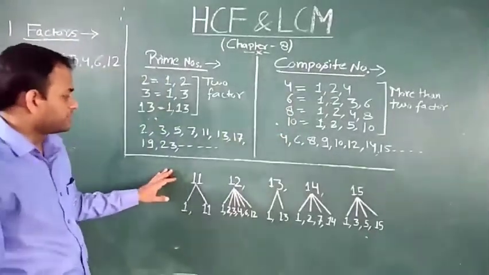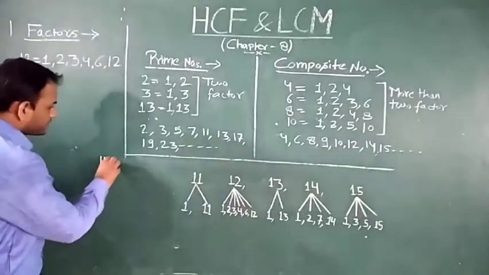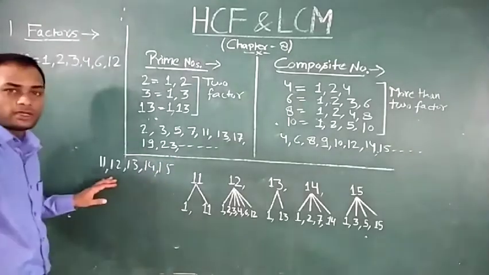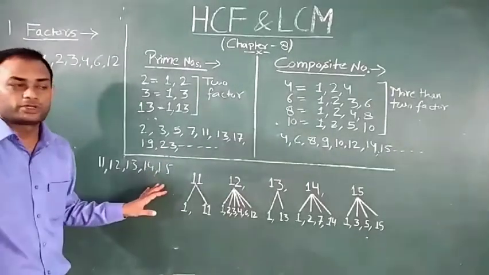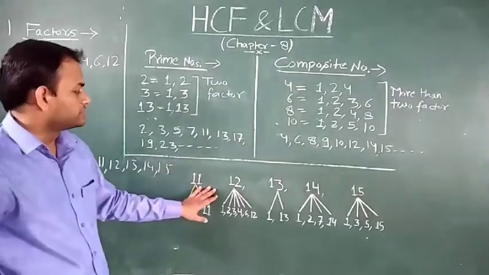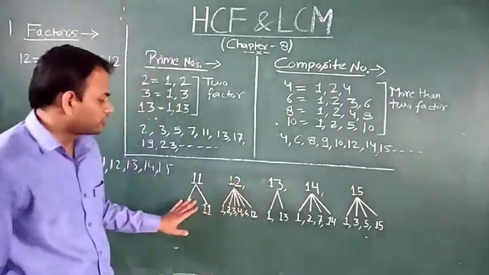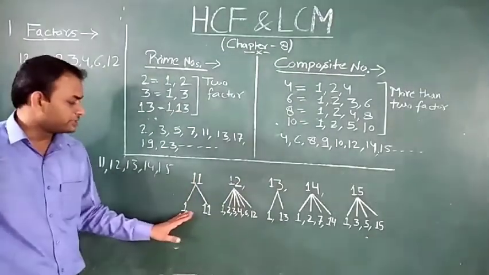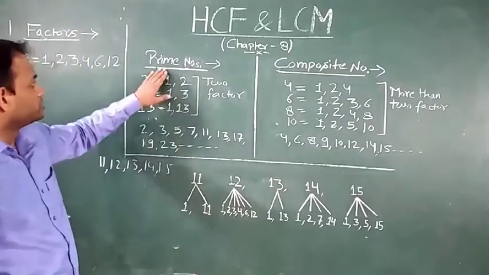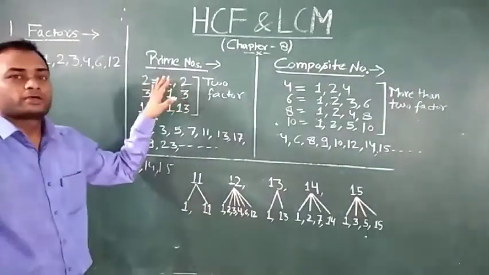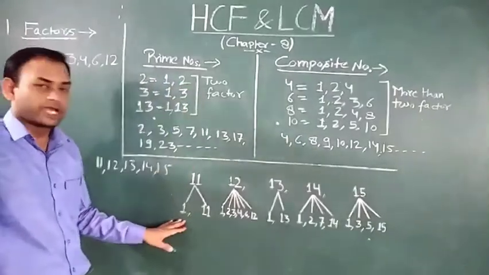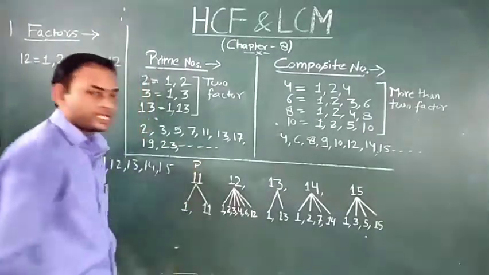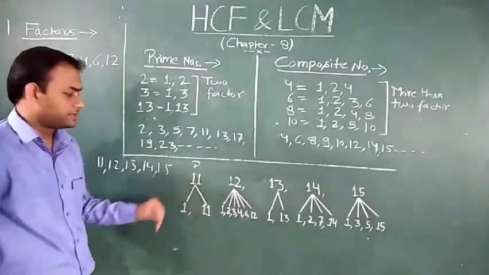If the question gives some numbers like 11, 12, 13, 14 and 15, and you have to find out the prime and composite numbers, what will you do? You will find the factors of all of these. You can see here 11 has only two factors, 1 and 11. And I told you that a number which is divisible by only 1 and itself is called a prime number. So 11 is a prime number. In this way we can find out the prime numbers.